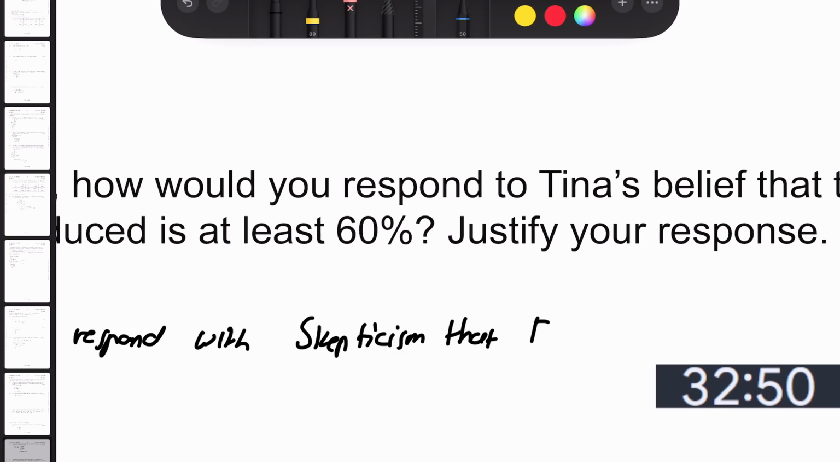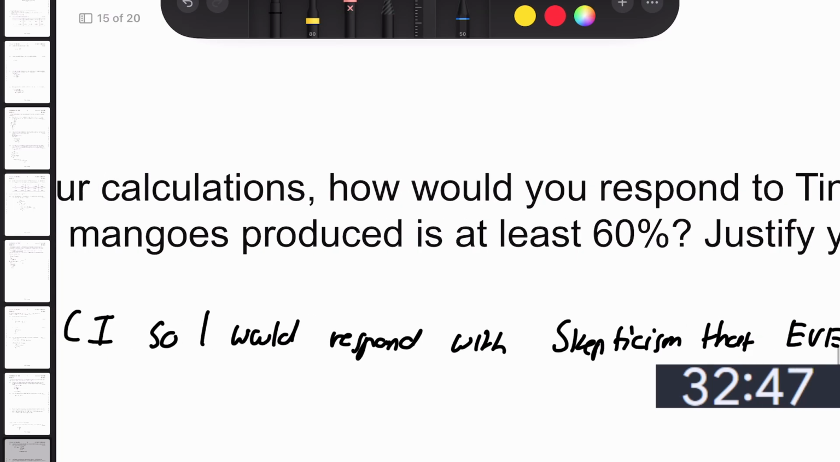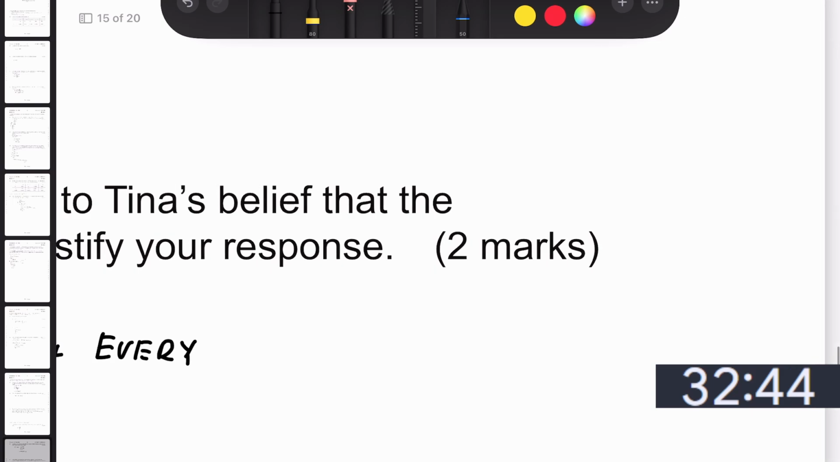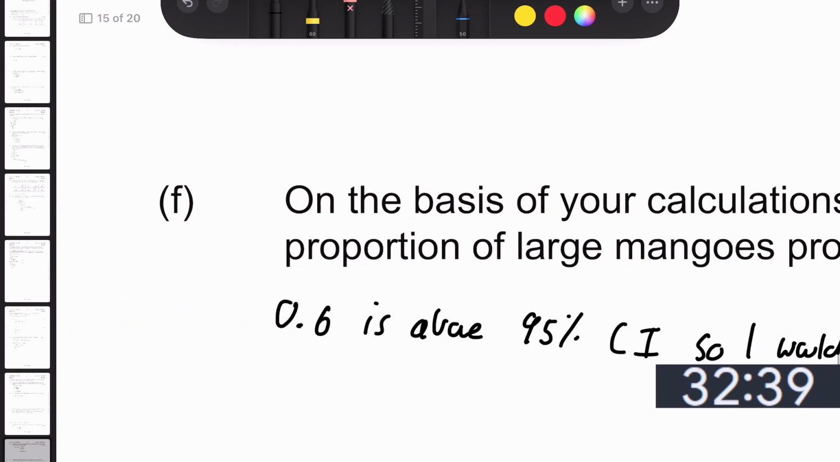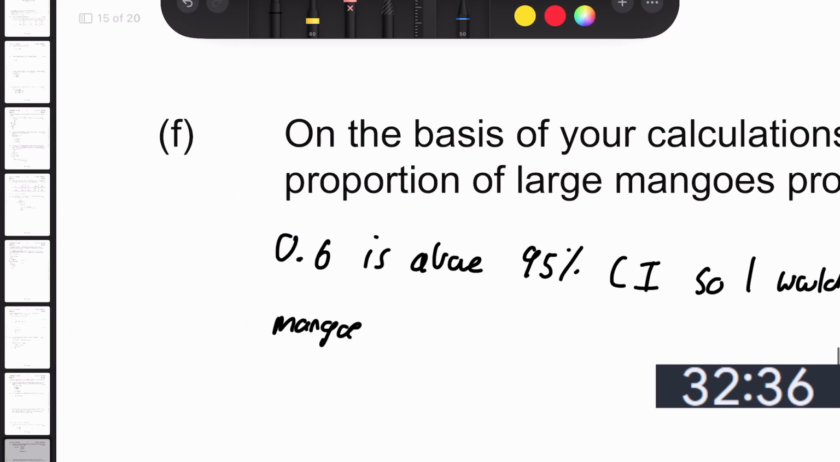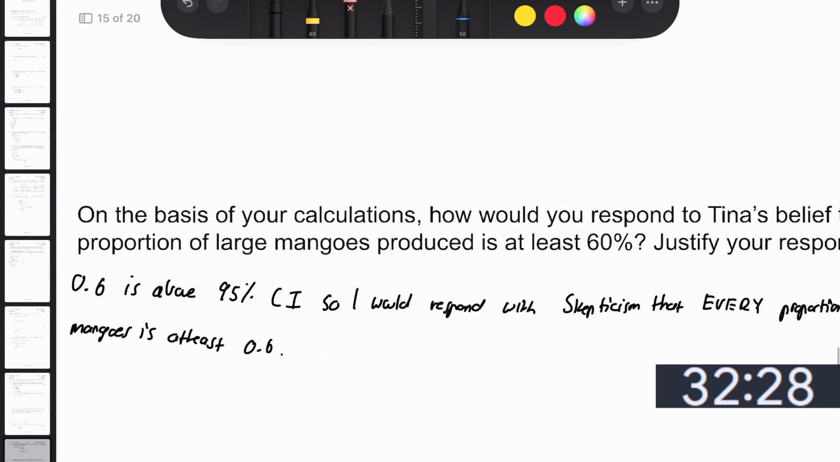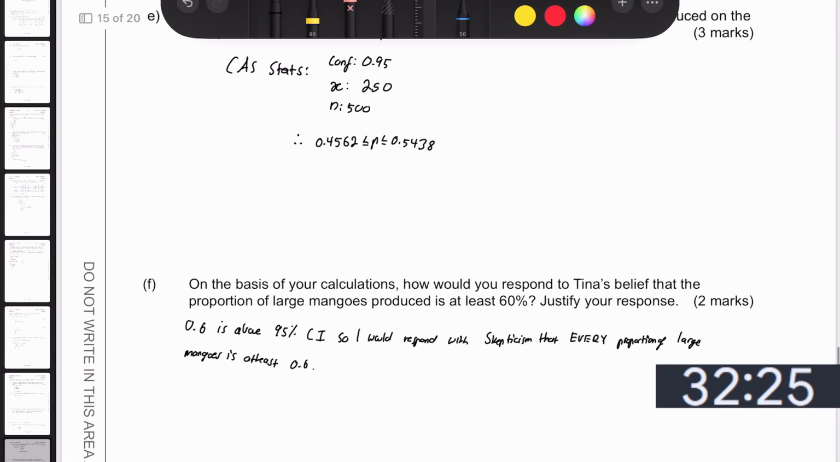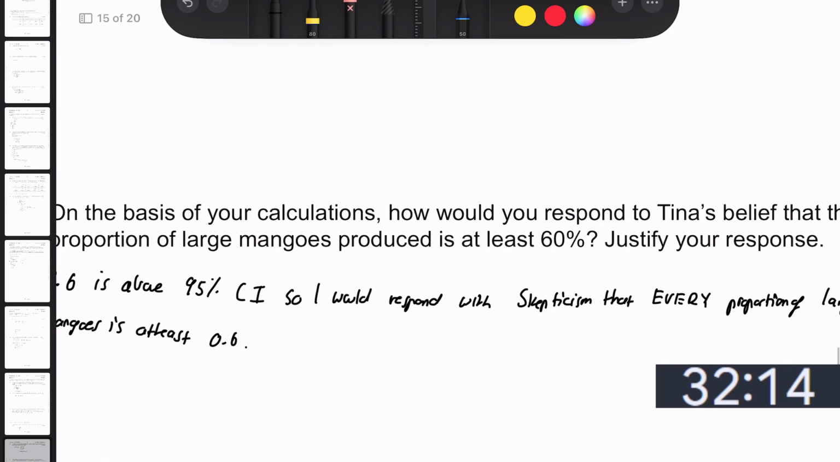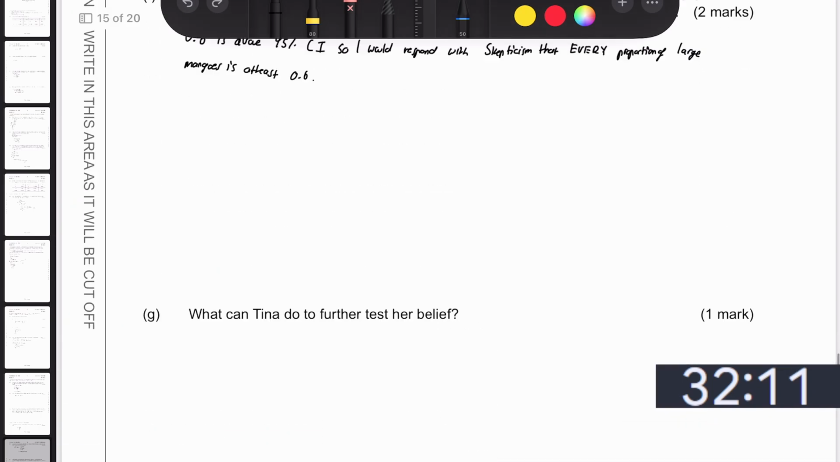That every proportion of large mango is at least 0.6. Because it's fine if some of them are 0.6, but for every one to be at least 0.6, then I will start to get a bit suspicious.